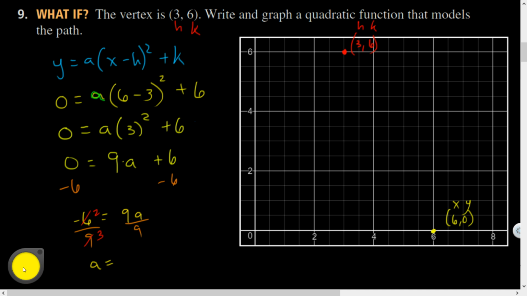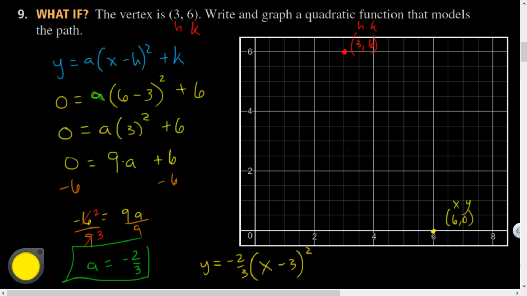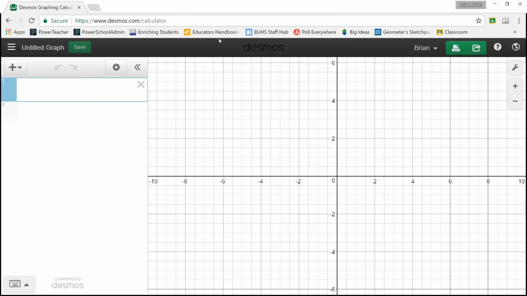So there's a. Actually, I'll write it in green so we can be cool. a equals negative 2/3. And therefore, my equation will be y equals negative 2/3, parentheses, x minus 3 all squared, and then plus k, which is 6. So plus 6. And let's actually verify this in Desmos.